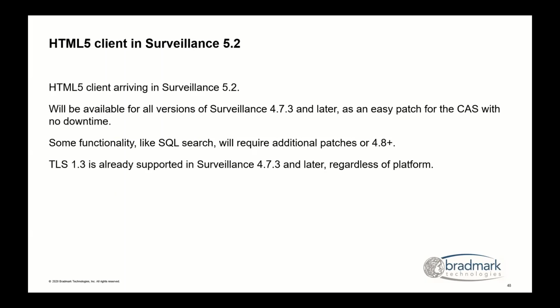And as a side note, if you're in an environment that needs TLS 1.3, TLS 1.3 is available already in Surveillance 4.7.3 or later. It's regardless of the platform. So even if your platform doesn't natively support TLS 1.3, we still support it. TLS 1.3 is amazingly different from 1.2. So some platforms, like for example, Red Hat 7, won't have TLS 1.3 support in it. You have to go to like Red Hat 8 or something. Well, we already supported it out of our embedded web server, no problem at all.